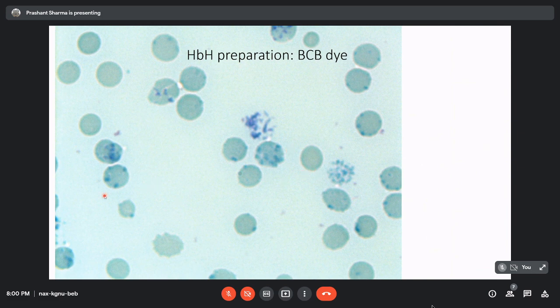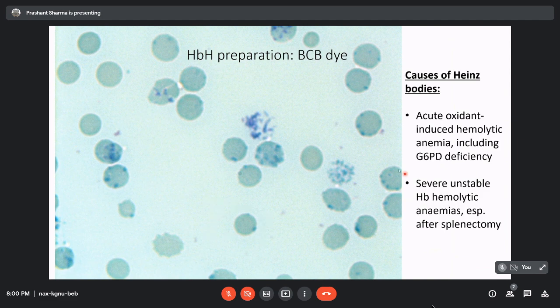What is the cause of Heinz bodies? Heinz bodies, of course, represent denatured hemoglobin. We usually get them when there is an acute oxidant-induced hemolytic anemia, especially G6PD deficiency, or if there is a severe unstable hemoglobin-related hemolytic anemia, especially in patients who've undergone splenectomy, because then the spleen is not available to remove these Heinz bodies. Okay, so what's going on in our patient?